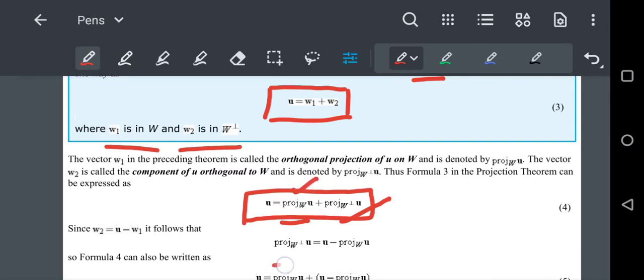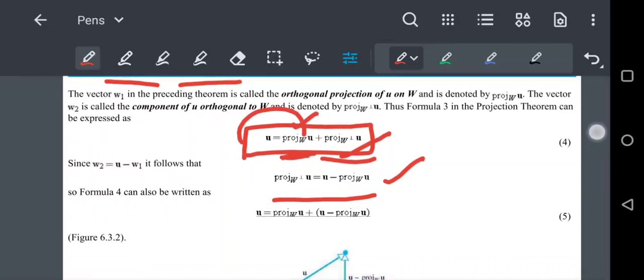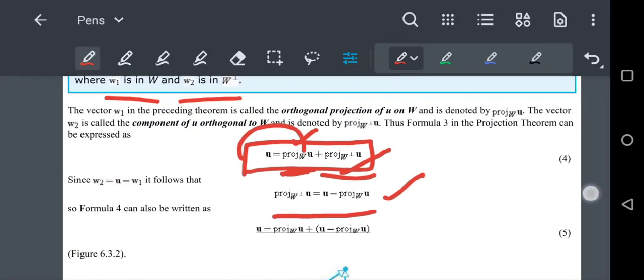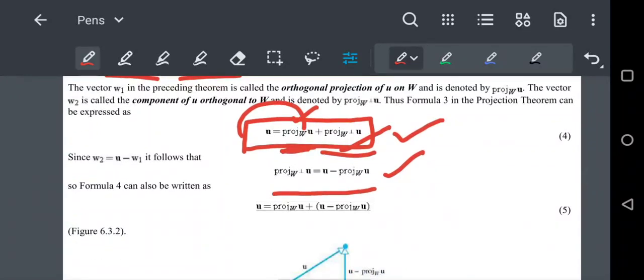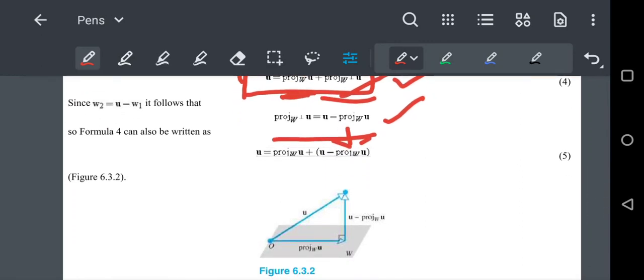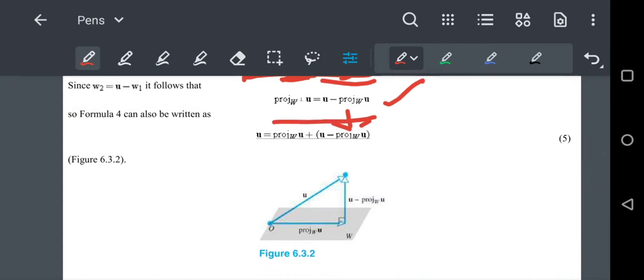So here is the formula. Keeping the projection of U in W perp on one side and taking the other term to the other side, we get projection of U in W perp equals U minus projection of U in W. So this can be rewritten as U equals projection of U in W plus U minus projection of U in W. So if one is known, we can calculate the other one.